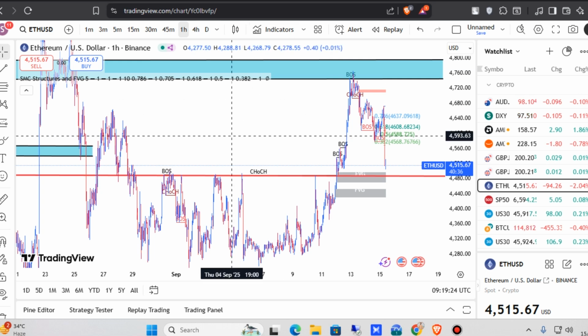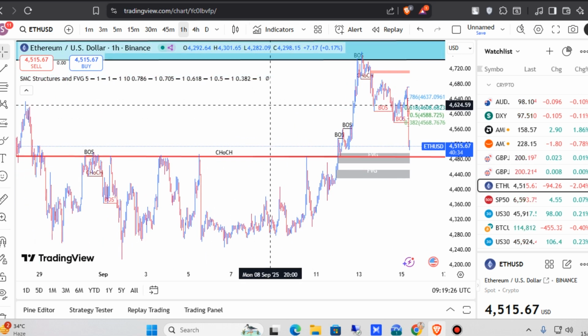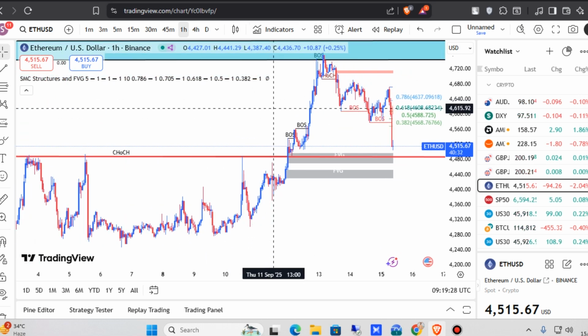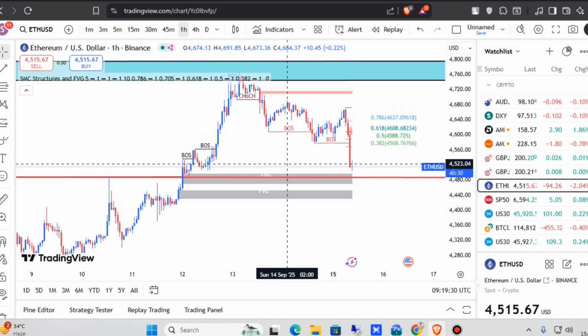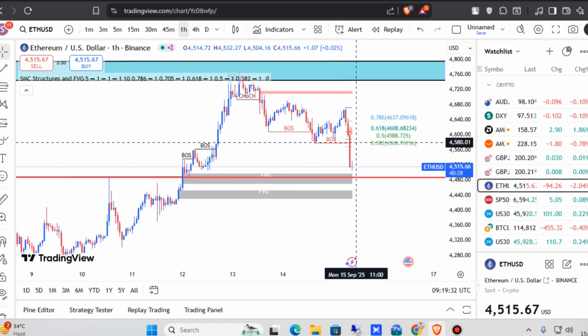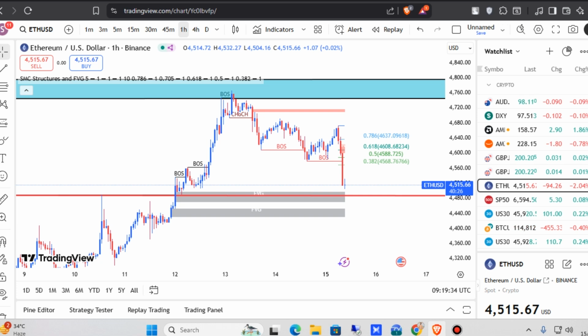And in this video we are doing technical analysis of Ethereum, and Ethereum is perfectly coming downside. In the 1 hour, a downside break of structure had happened here. First here choch happened, and here break of structure. So this was the good area or fair value gap area.